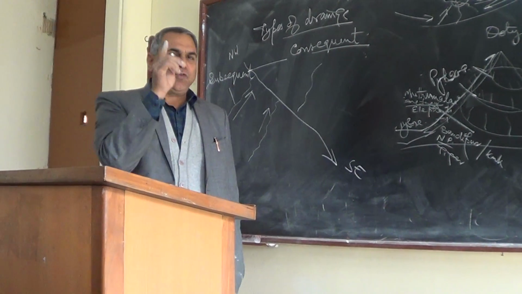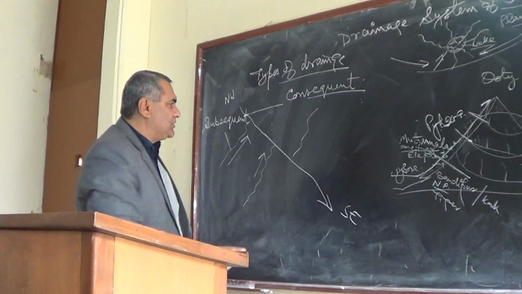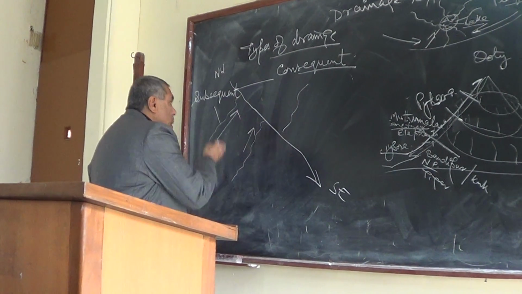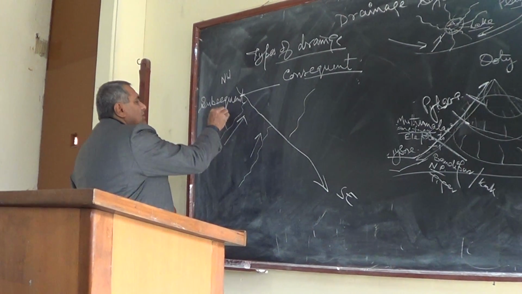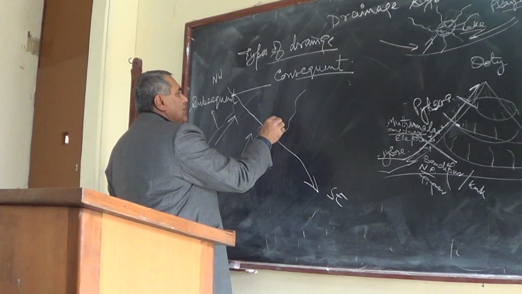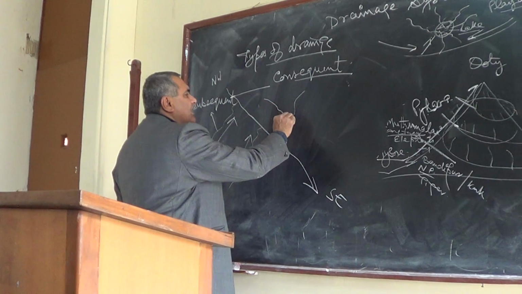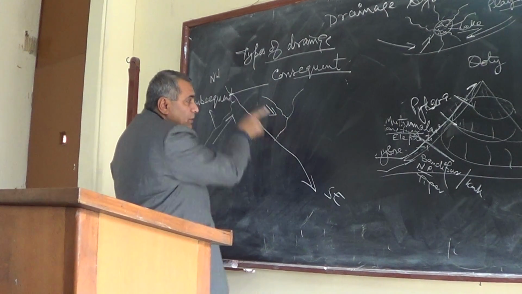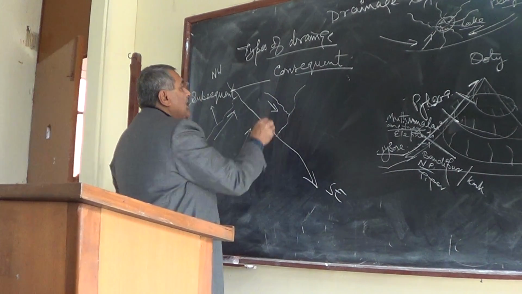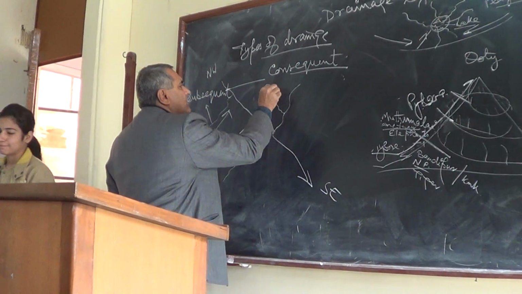The main river which flows according to the main direction of the slope is the consequent river. Perpendicular to the main direction is called subsequent. And sometimes a river repeats the main direction. This is the slope of the area, but a small river is flowing in the same direction. It is the resequent river.